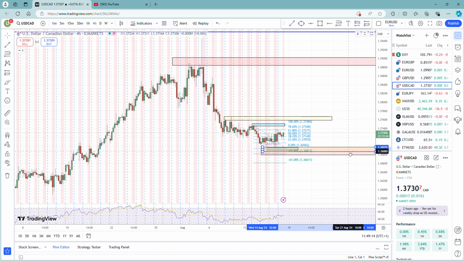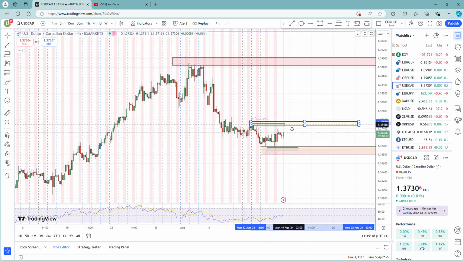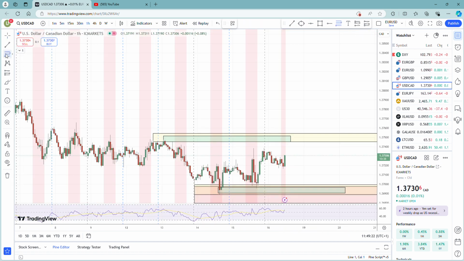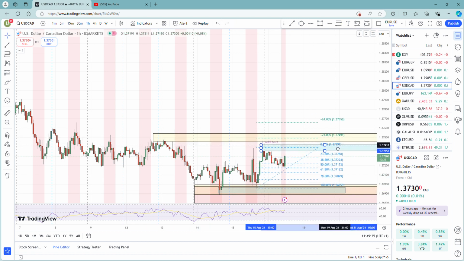Move this daily here. Go to H4. You can see there's a H4 level here, and then this would be the most recent H4 level there. Go to H1, get the Fibonacci retracement tool out. So the high of the day to the low for the previous day. So this is the low of the day. That's the high.